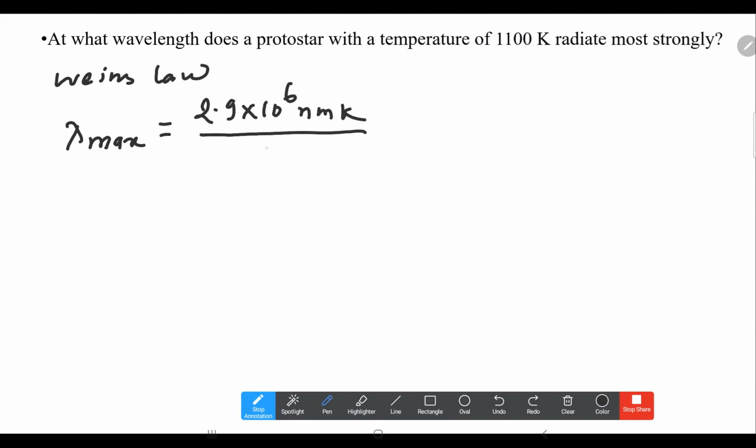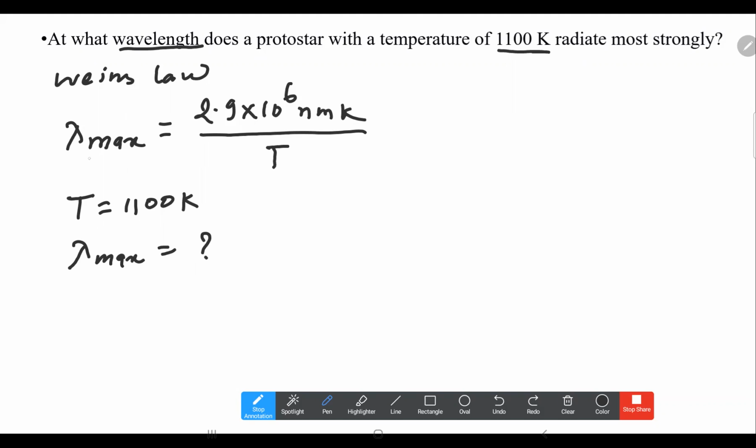divided by temperature. This is the temperature of the protostar. At what wavelength does a protostar with a temperature of 1100 Kelvin radiate most strongly? This is the temperature given. So in this problem, temperature is given, which is 1100 Kelvin. And our target variable is the wavelength, lambda max, which is equal to what?